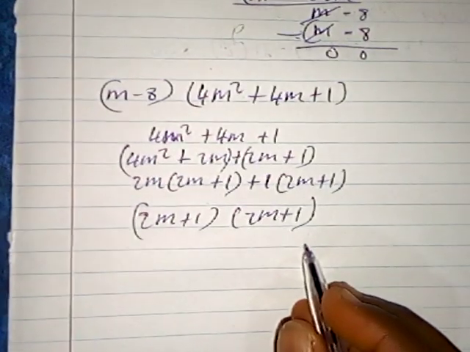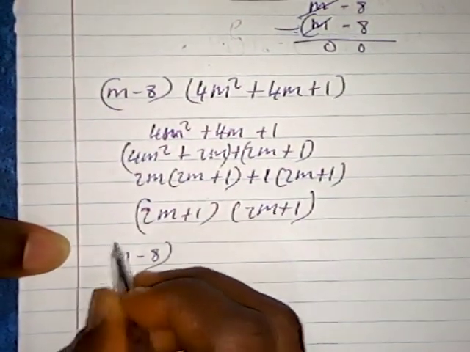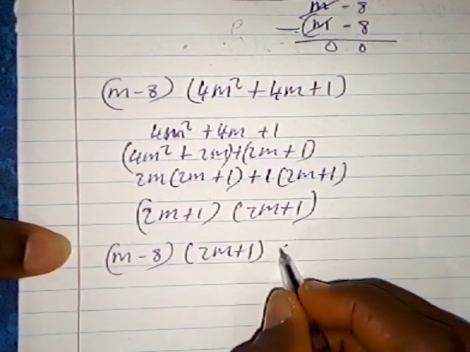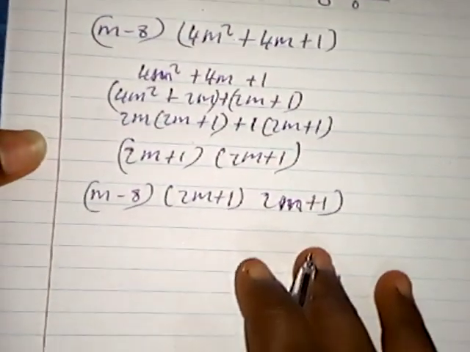So now, what are the three factors of this cubic equation? The three factors are m minus 8, 2m plus 1, 2m plus 1. These are the factors of this cubic equation. Take note. Do you see? Good. Anytime you have cubic equation, that's how we solve it.